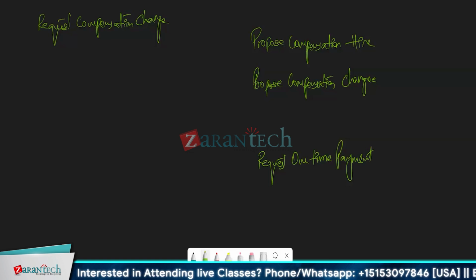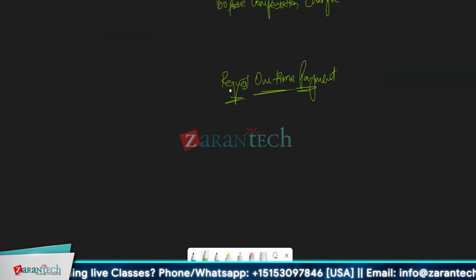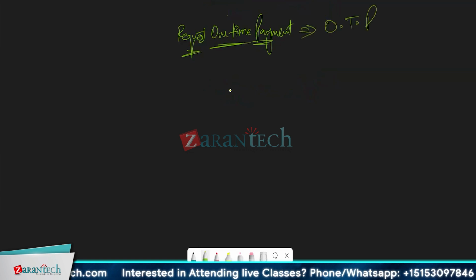I'll start with the most obvious one. Request one-time payment. So we will use this request one-time payment business process whenever we want to pay an employee a one-time payment amount. So it's very simple. Whenever you want to pay an employee an OTP payment, OTP plan, any kind of payment, like a retention bonus, a signing bonus, any kind of one-time compensation payment, you will use the request one-time payment business process.